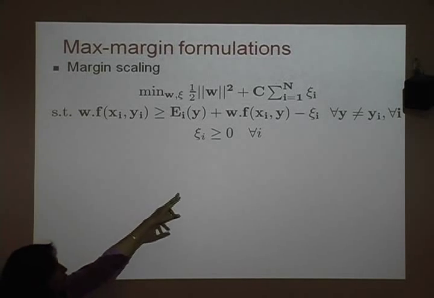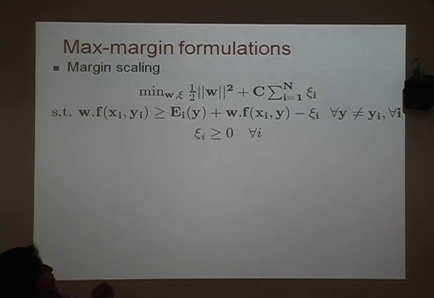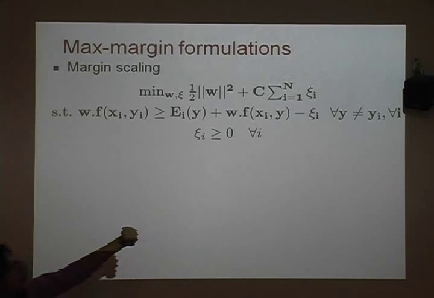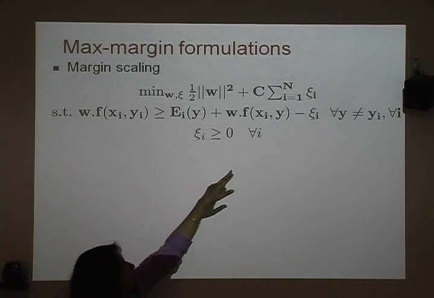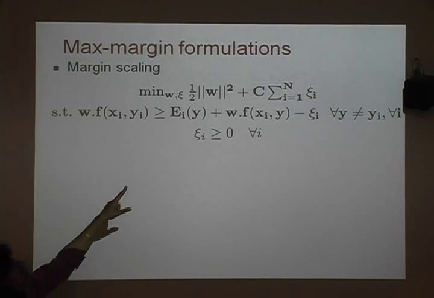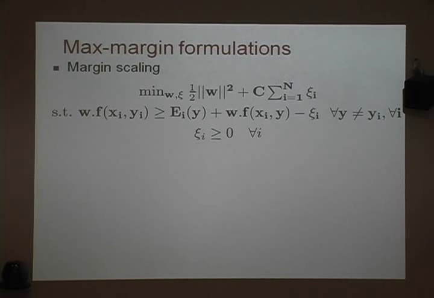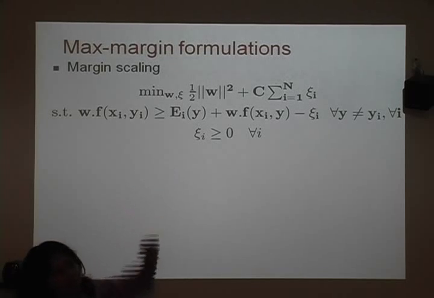So you add this slack variable, psi i, for each example i. These psi i's have to be greater than 0, and you want to minimize the slack. You want the sum of the slacks over all examples to be as small as possible. But of course you don't want to overfit on the examples, so you also add this regularization term, which is the norm of the W. This has been found to generalize well, for two reasons. First, because you add the regularizer, and second, because you ensure this margin.